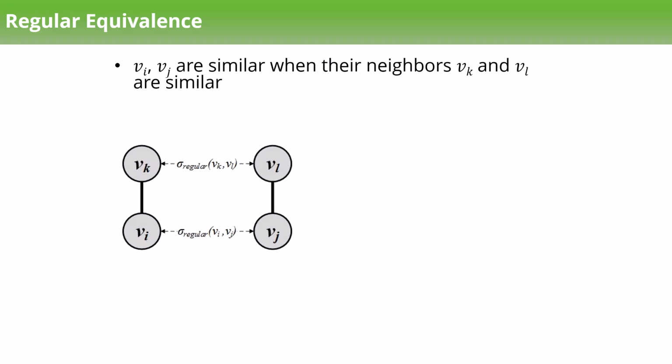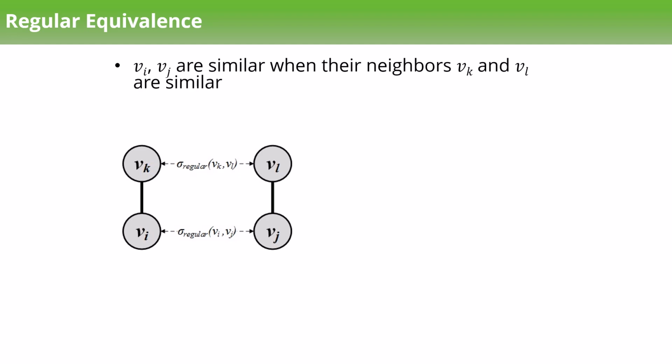So the next one is regular equivalence. The important idea is that similarity is determined recursively. That means if two people have neighbors who are themselves similar, then those two people can also be considered similar. This is different from simply counting common neighbors.